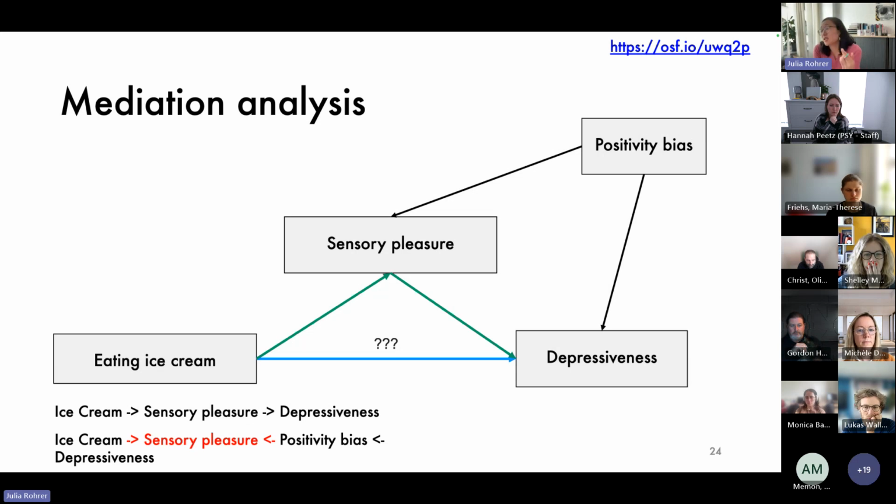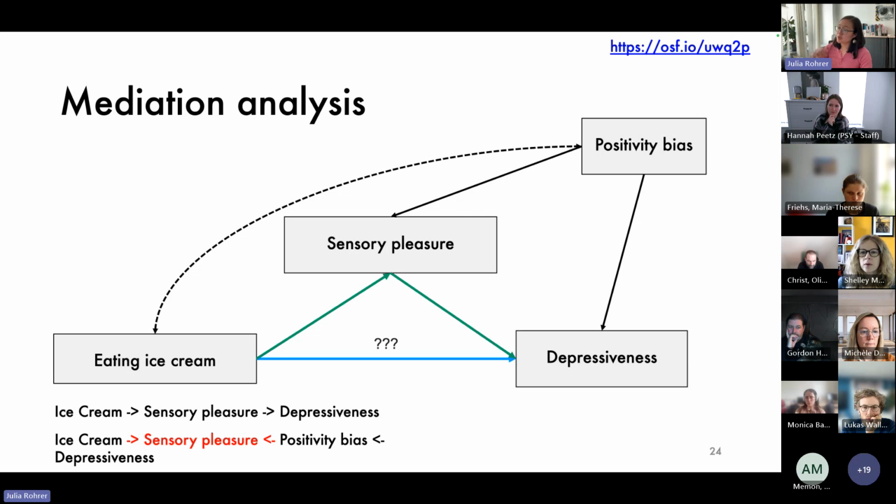And now we already said, oh, we do need to condition on sensory pleasure because we want the direct effect. But if you look at the second path now, you will see that sensory pleasure is actually a collider between ice cream and positivity bias. So we have one of these situations where two variables point into a third one. And we already said, well, we do have to condition on that variable in the middle. And what that means is we just induce collider bias. It just always happens when you have these two arrows pointing into a thing and you condition on it.